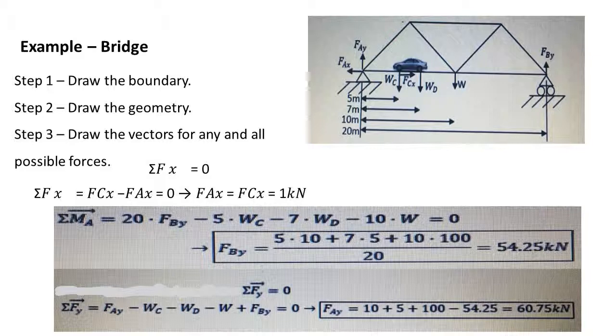As you can see in the picture, I have FAY and FAX on the left side and FBY on the right side, and I have the car and the weight of the bridge, the weight of the car, the front and the back, and the friction force and their distance from the origin. So I'm going to assume that point A is going to be my origin.